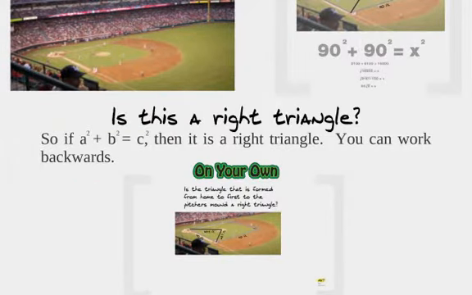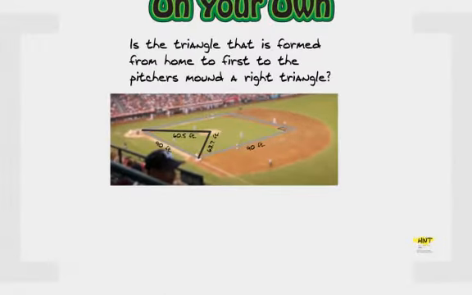Alright, is something a right triangle? If a squared plus b squared equals c squared is true, then that triangle has to be a right triangle. You can work backwards. So let's do this one. Is this triangle that's formed from home to first base to the pitcher's mound a right triangle? Well, it's 90 feet there, 60.5 feet there, 63 7/10 feet there. Is that a right triangle?